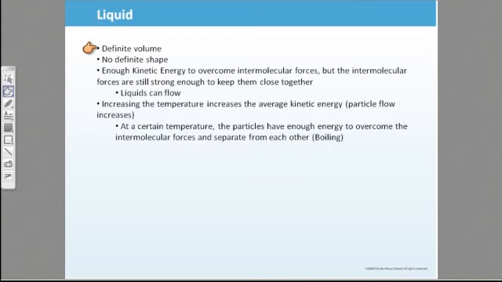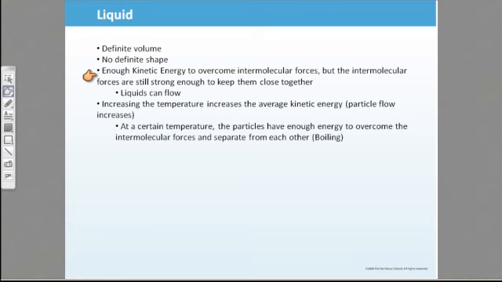And for liquids, remember liquids again have definite volume, no definite shape. Here, remember they now have enough kinetic energy to overcome the intermolecular forces to not hold them in fixed positions. However, there's still enough intermolecular forces that they can't just run off and be by themselves. So they're still attracted to each other, but they're able to move around.